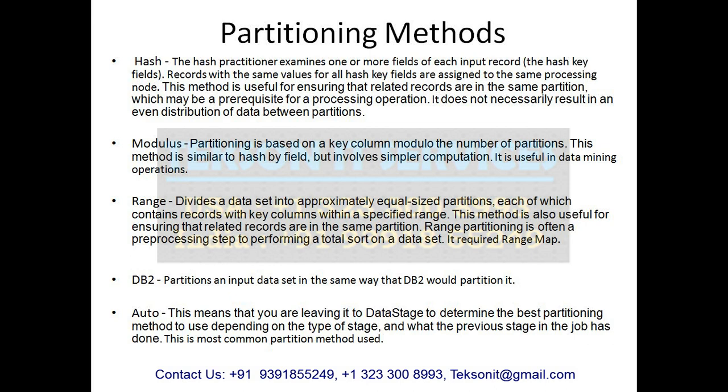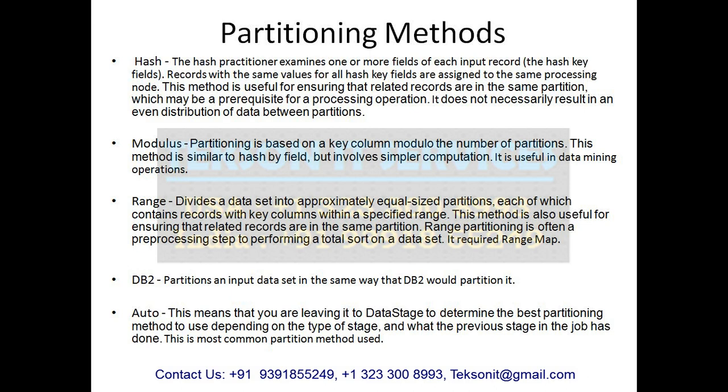Let's say you have keys with employee ID 1, 2, 3, 4, 5, and you have two partitions. In modulus partitioning, it will divide the key by the number of partitions. Let's say your input record is 1, which is divided by the number of partitions, 2. So the remainder is 1. In that case, the data goes to the first.